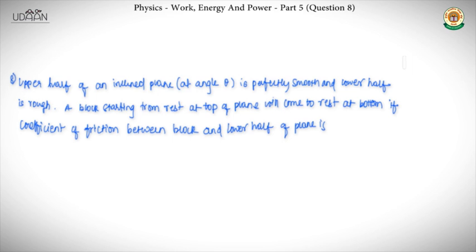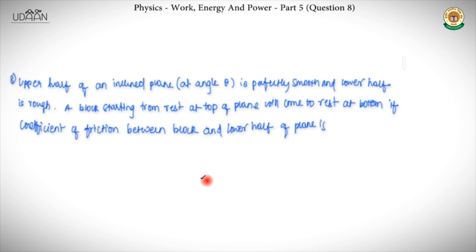So let's move to question number 8 from the chapter Work, Energy and Power. It states that the upper half of an inclined plane, inclined at an angle theta with the horizontal, is perfectly smooth and the lower half is rough. A block starting from rest at the top of the plane will come to rest at the bottom if the coefficient of friction between the block and the lower half of the plane is... So we'll proceed with the solution part.